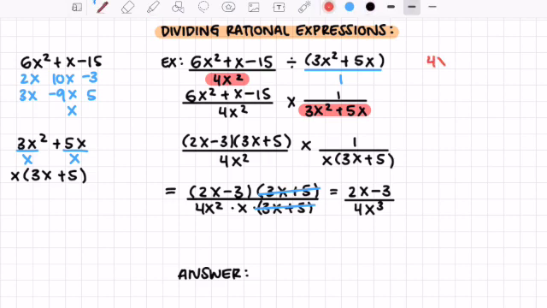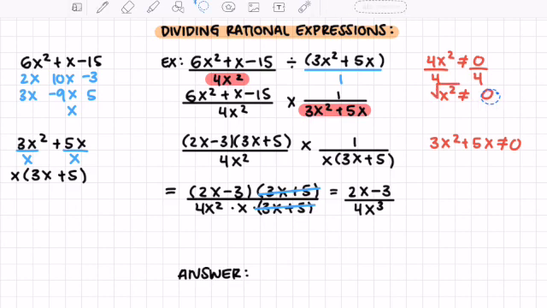So 4x to the power 2 cannot equal 0. Same goes for 3x to the power 2 plus 5x. That also cannot equal 0. So from here, divide by 4 on both sides. You get x to the power 2 cannot equal 0. So square root, and whenever you square root 0, you're just going to get 0. So x cannot equal 0.